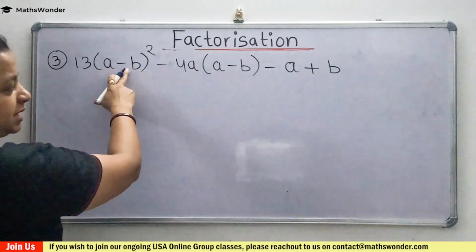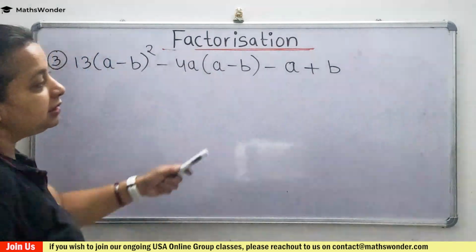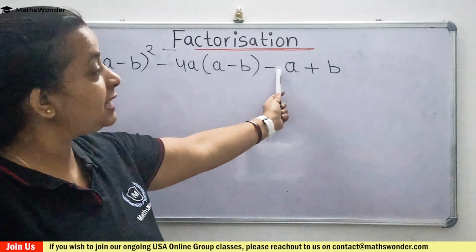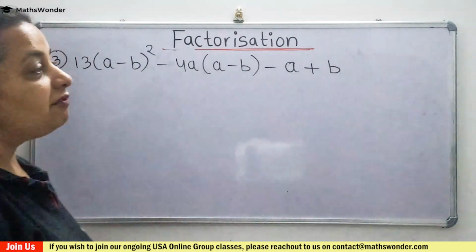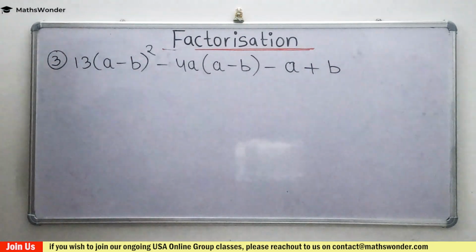Here a minus b is common. Here a minus b is common. But here it is not a minus b. Here it is a plus b. But we can change it into a minus b. How? Let's see.